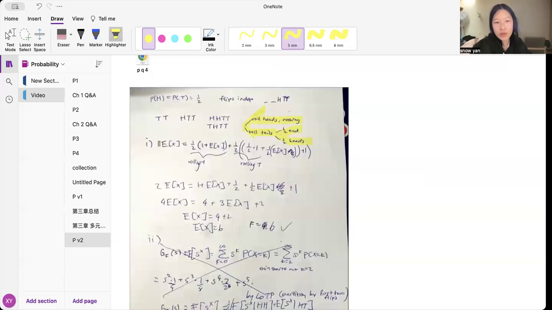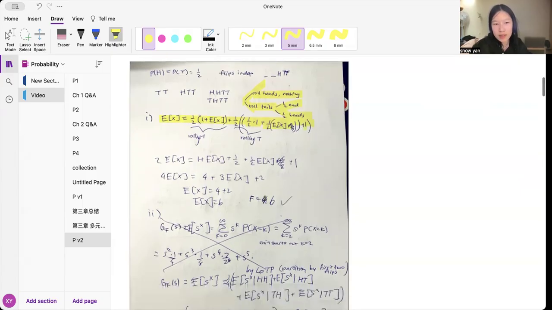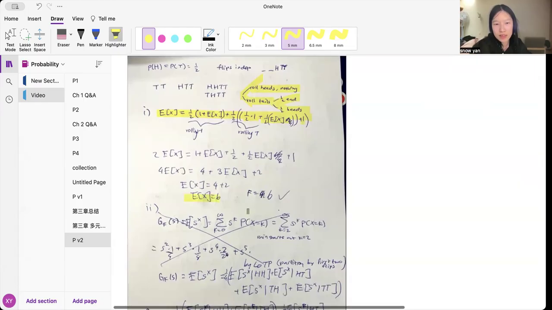So then we can write the equation as such. E of X is equal to one half, the probability that it takes one turn plus E of X, plus one half times the probability that we flip tails: one half that ends the game, and one half that it continues and we're back to E of X, and then it takes one turn. I simplify this, and I get that E of X is equal to 6. So my F is 6.